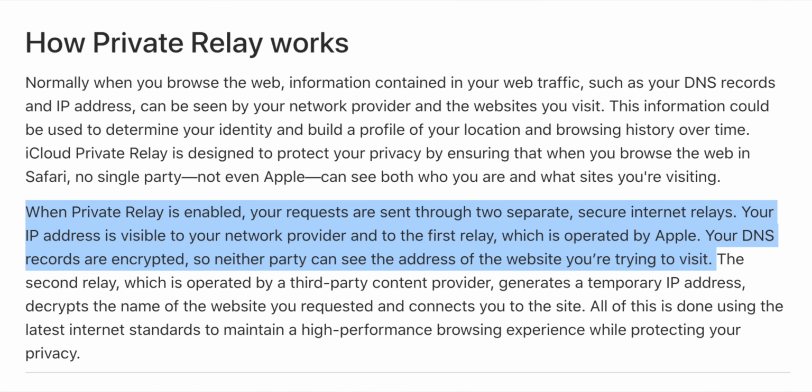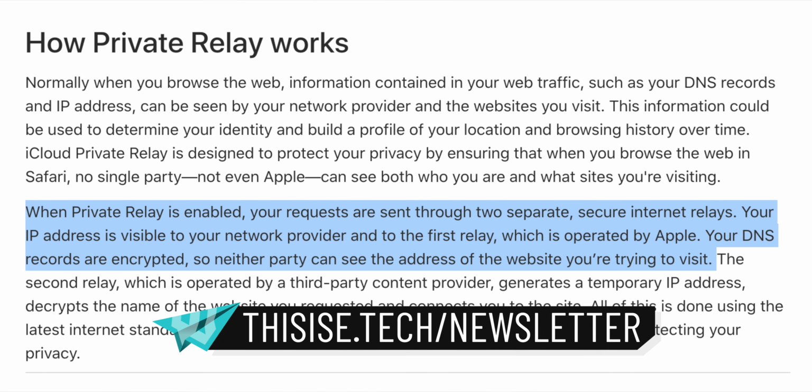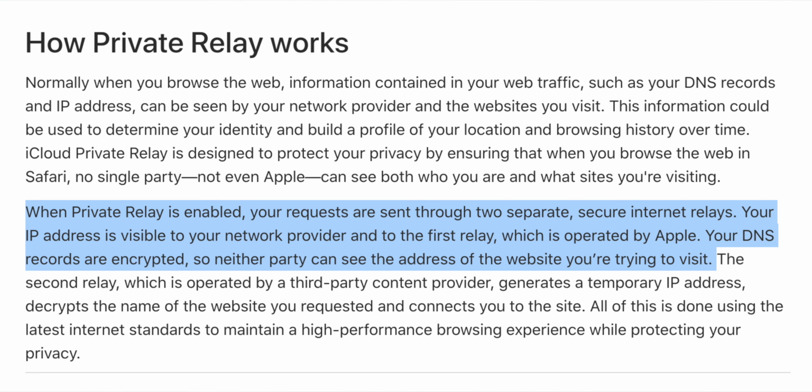When private relay is enabled, your requests are sent through 2 separate secure internet relays. Your IP address is visible to your network provider and to the first relay, which is operated by Apple. Your DNS records are encrypted, so neither party can see the address of the website you're trying to visit. Keep in mind though that if this feature is enabled, you might witness some slowdowns when browsing on Safari.